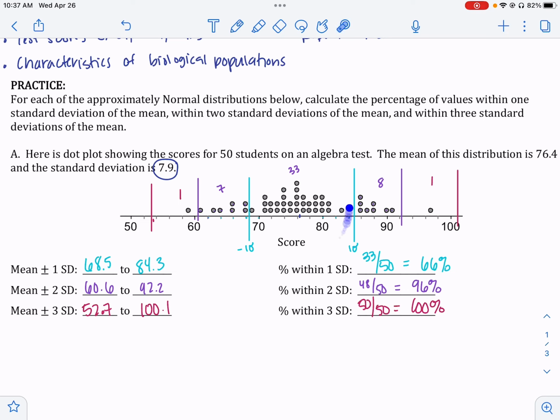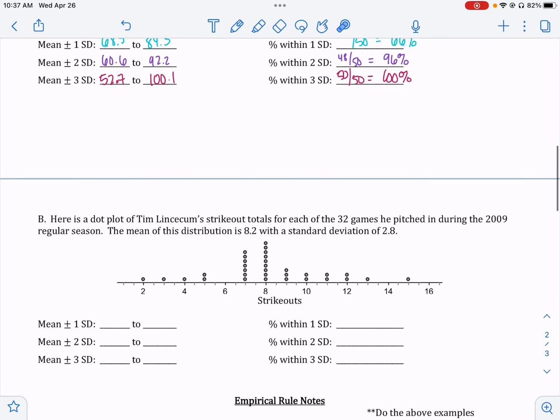So notice the majority of our data was within this 1 standard deviation from the mean. Then if we went 2 out, we caught a little bit more. And then when we went to the third one, we caught just those stragglers. So this is what it looks like to find the percent of data that falls within these standard deviations.